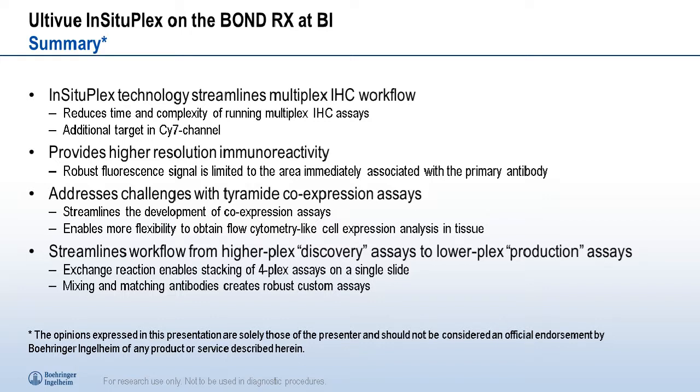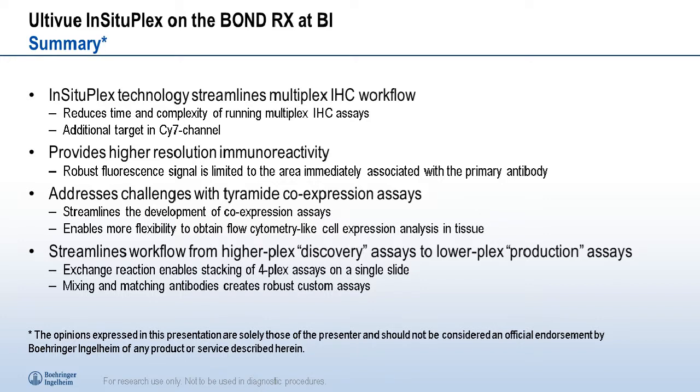It also appears to address our challenges that we've had with Tyramide co-expression assays, streamlining the development of these co-expression assays. As you saw, we were able to just sort of pop antibody from one kit to another, and without any optimization, look at the overlap between them. It also enables more flexibility to obtain flow cytometry-like cell expression analysis in tissue.